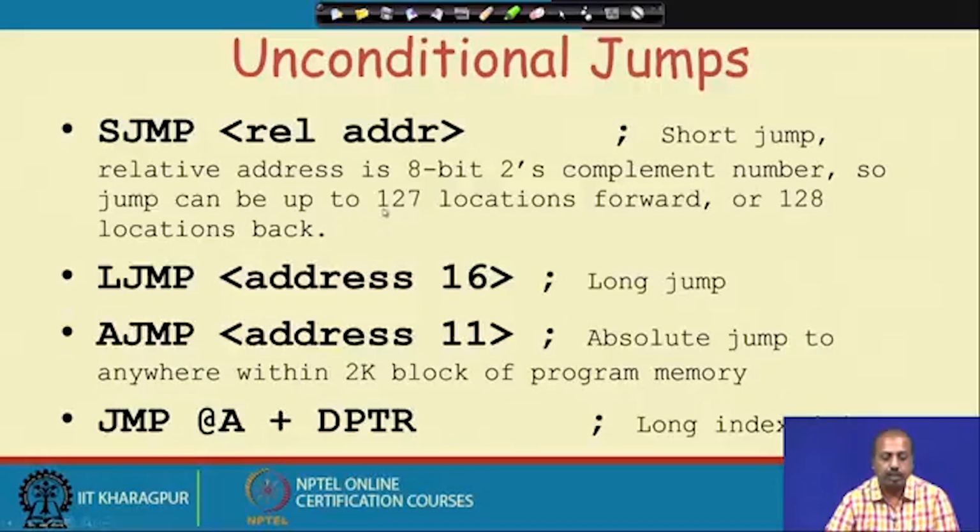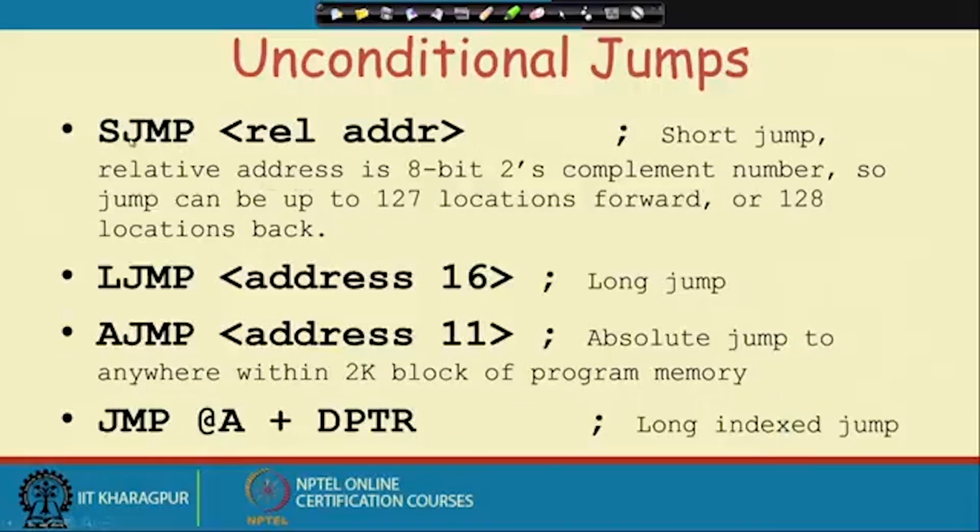So, unconditional jump. We have seen that there is the SJMP instruction for short jump. It is relative addressing with an 8 bit 2's complement number. It can go from minus 128 to plus 127 locations. Then we have LJMP address, the 16 bit address, that is the long jump, and there is AJMP, which is an 11 bit address. So, the offset is 11 bit. So, this range is 2k; within a 2k block of program memory you can jump.